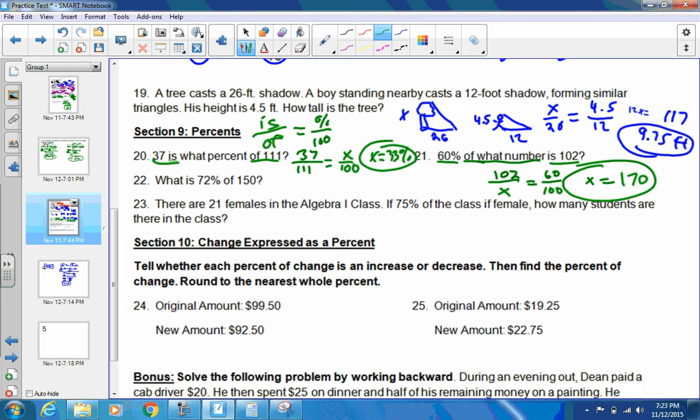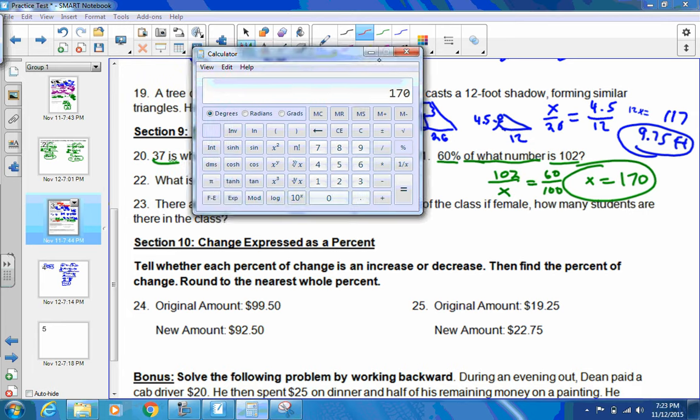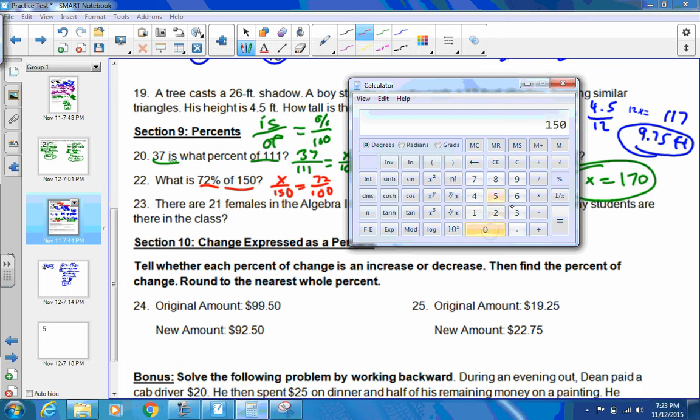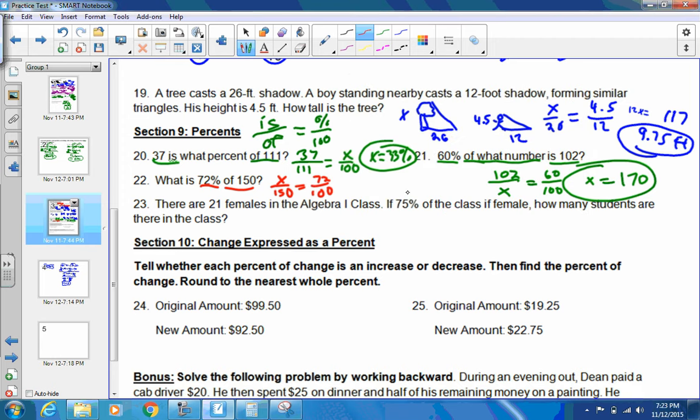All right, and then lastly, number 22. Well, we have 23 as well. 22 I'll set up in red. So we have the percent and we have the of. We're looking for what is. So x over 150 equals 72 over 100. And I don't remember this answer either, but I'll do it for you. I cross multiply, do that, and then you divide by the 100 and you get 108. So x equals 108 for number 22.